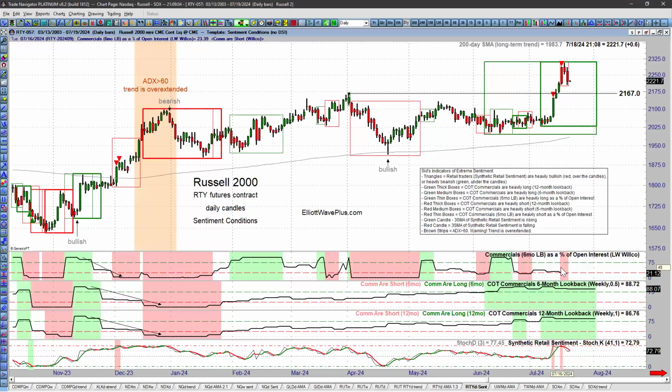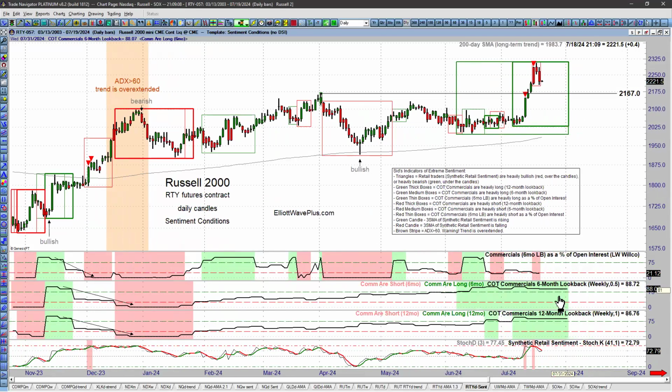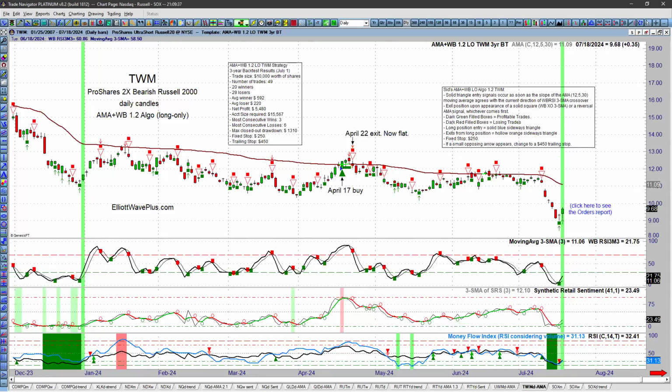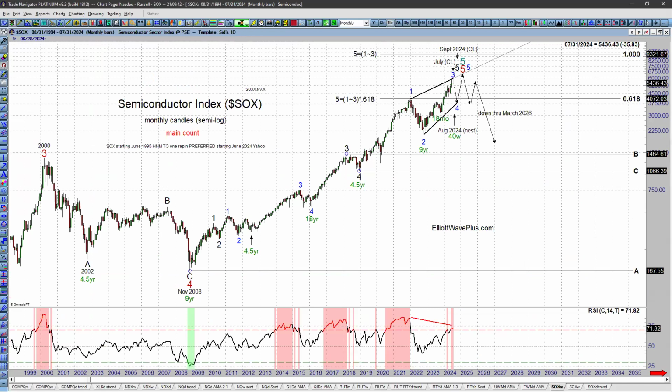The sentiment on the Russell, once again, not a clean, full-on bearish story. The commercials are long. They're as long as they have been at any point in the last 6 months, and as long as they have been for the last 12 months. So I would say that the rotation still has potential, but not a lot. And there's the algo. We have an algo running on the 2 times bullish Russell and on the 2 times bearish Russell. Finally, I end with the semiconductors.